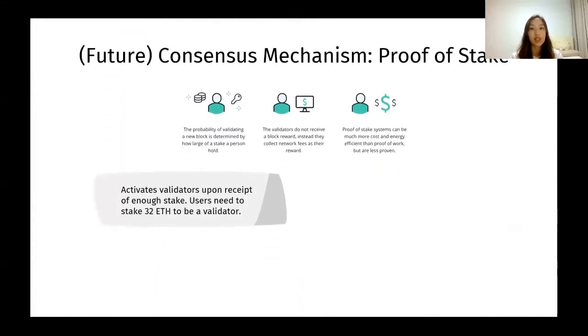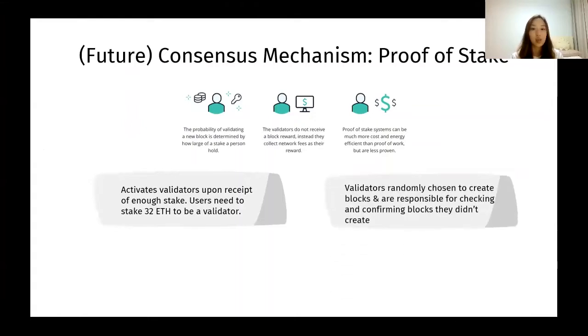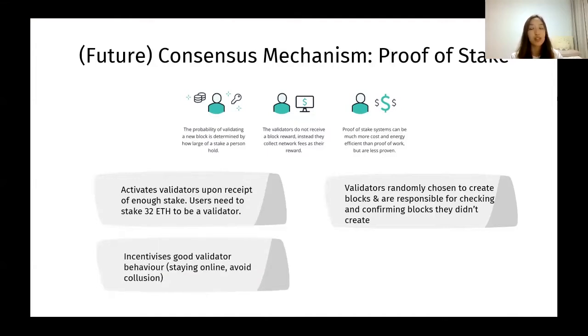So proof of stake is the underlying mechanism that activates validators upon receipt of enough stake. For Ethereum, users will need to stake 32 Ether to become a validator. Validators are chosen at random to create blocks and are responsible for checking and confirming blocks they don't create. A user's stake is also used as an incentive for good validator behavior. So, for example, a user can lose a portion of their stake for things like going offline, which means they have failed to validate, or they could lose their entire stake for deliberate collusion.